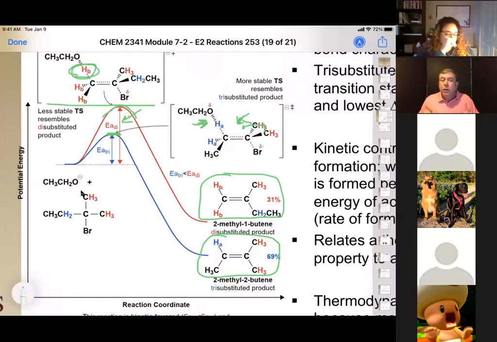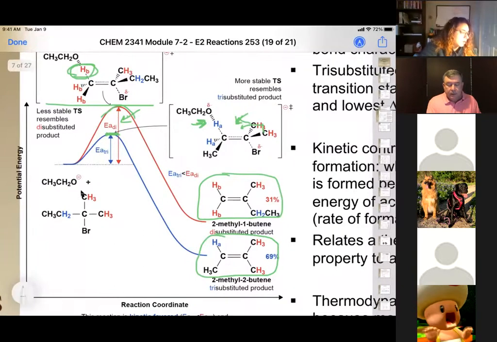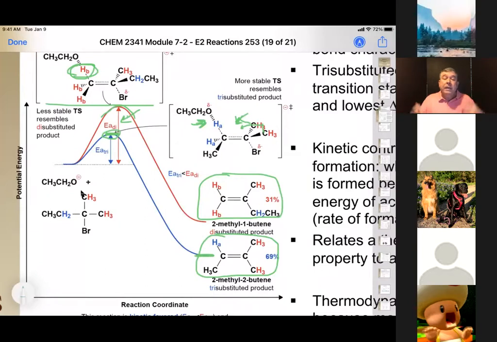But notice where they end up. When we have this lower activation energy right here, we also have the more thermodynamically stable product. More heat was released during the reaction. Because it's more thermodynamically stable, it is going to be our preferred product here.